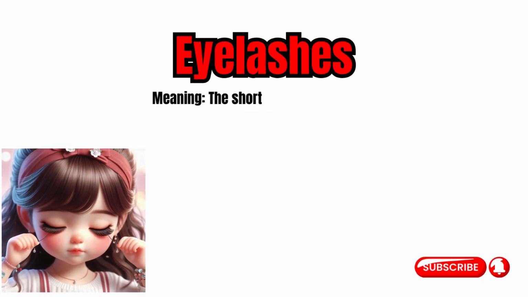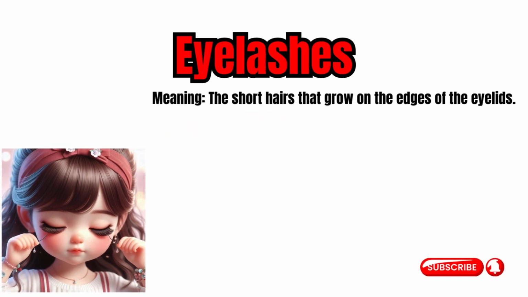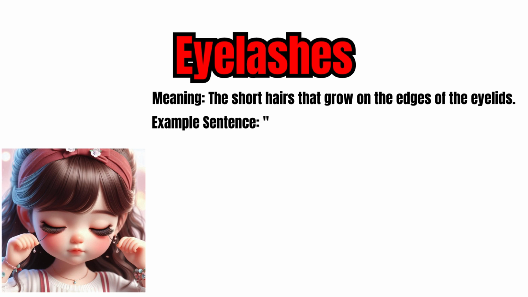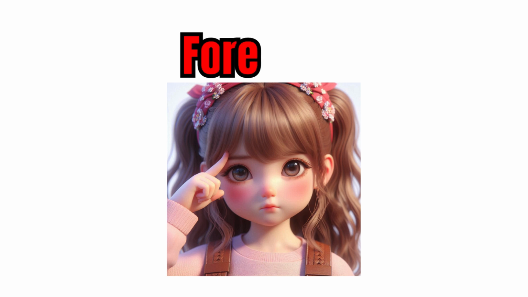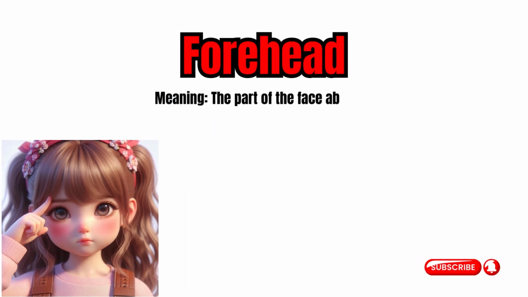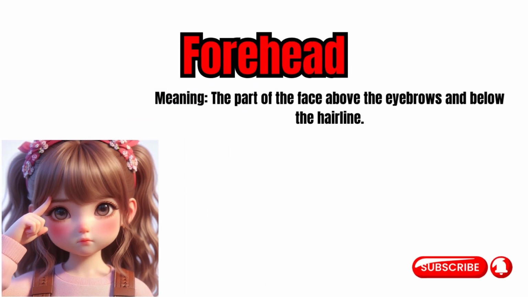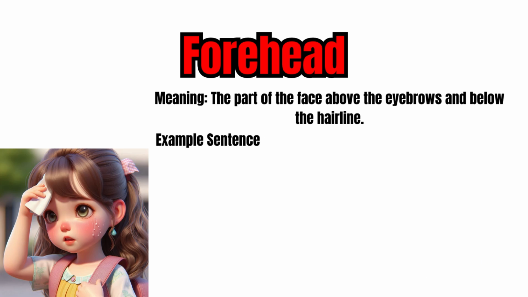Eyelashes, meaning the short hairs that grow on the edges of the eyelids. Example sentence: her long eyelashes fluttered as she blinked. Forehead, meaning the part of the face above the eyebrows and below the hairline. Example sentence: she wiped the sweat from her forehead.